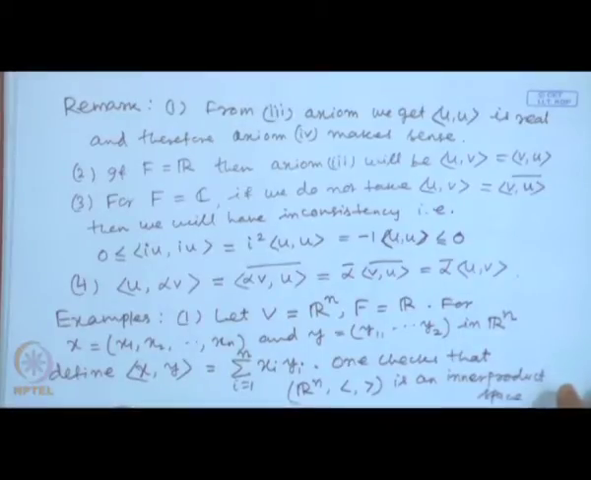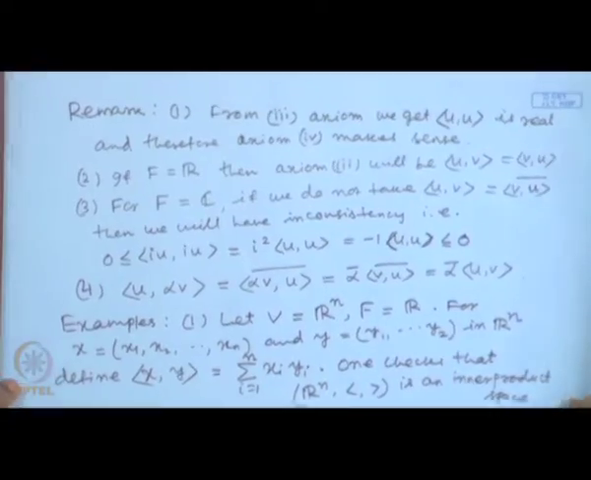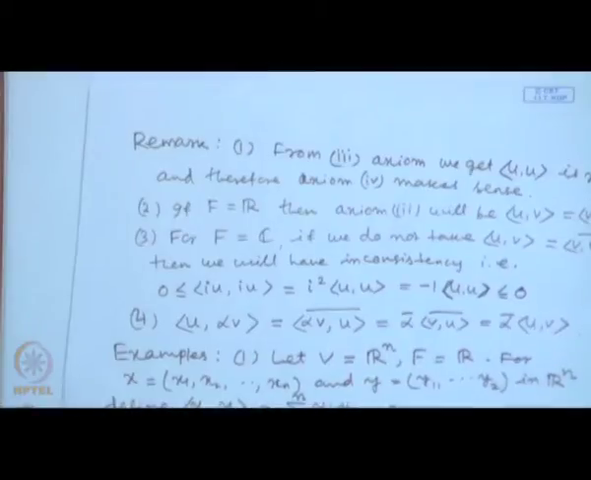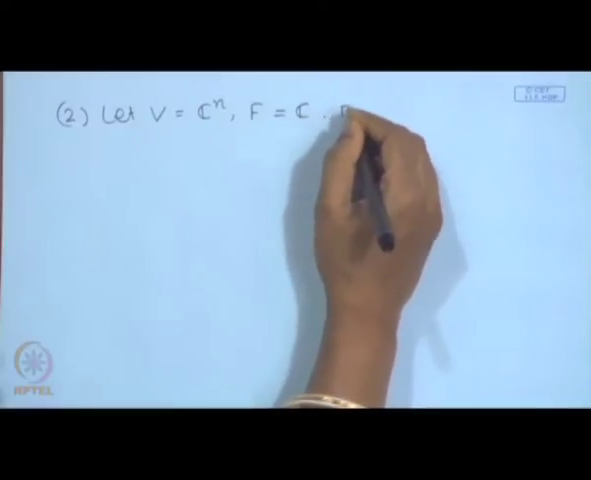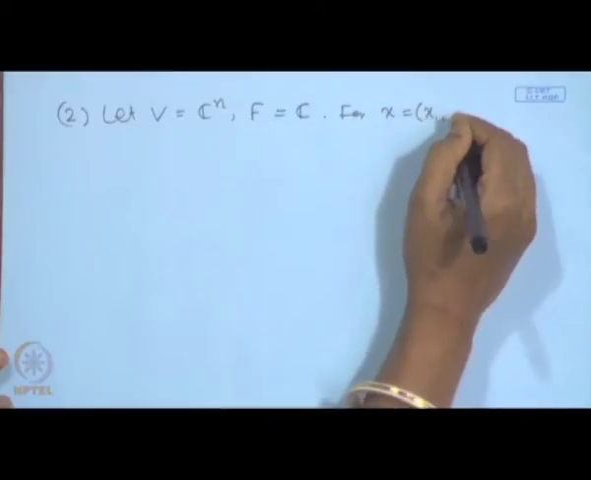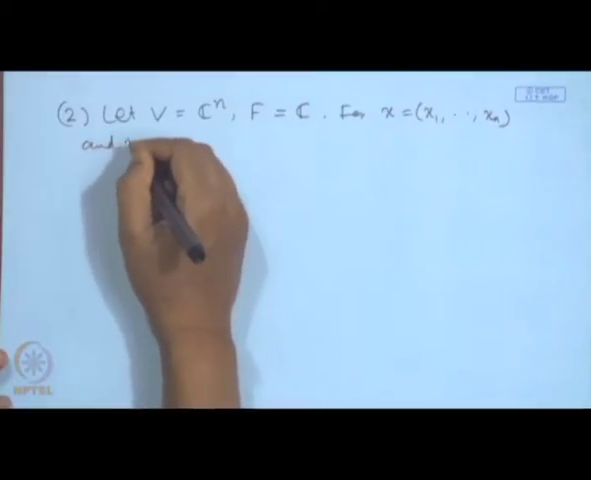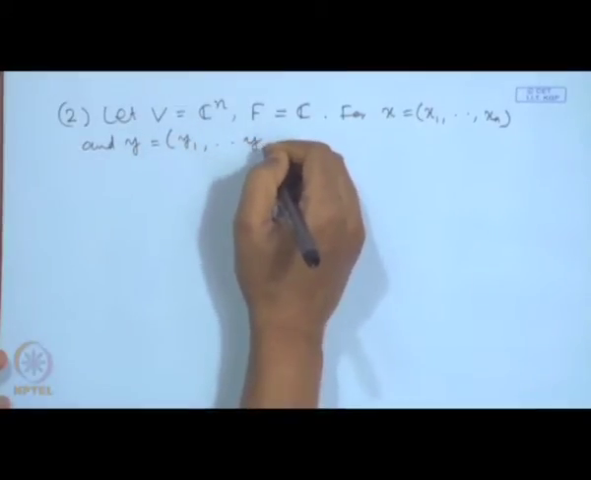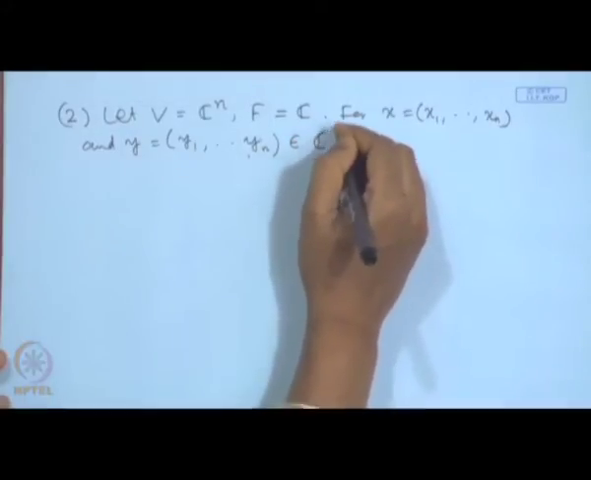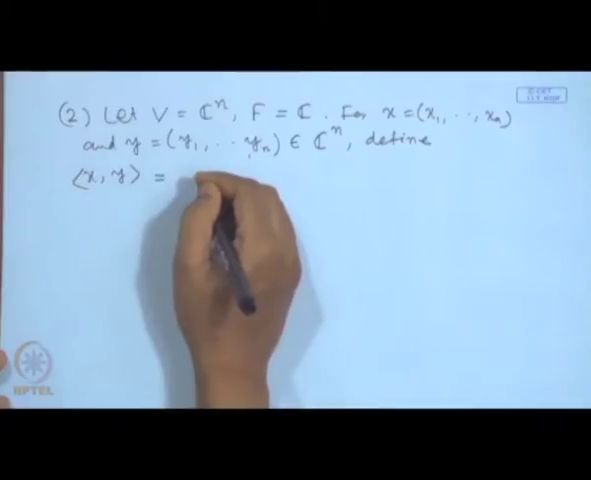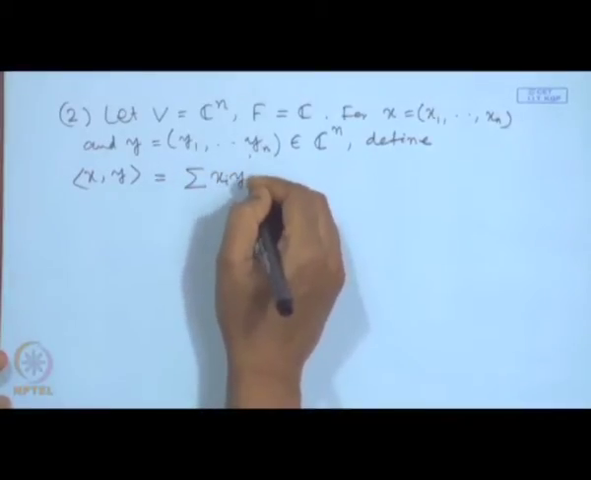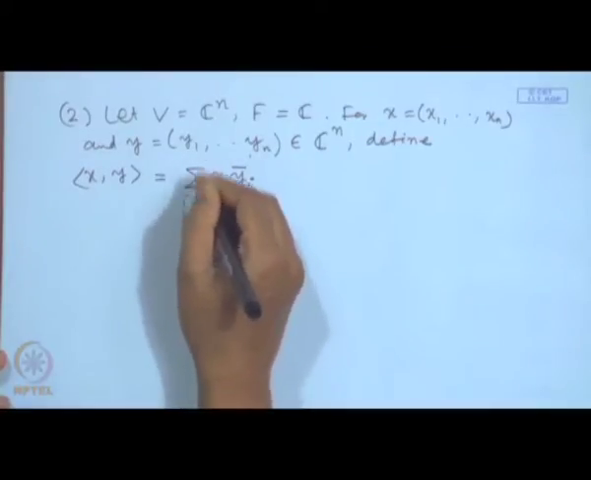So, similarly, we will have an inner product on the vector space C to the power n. The second example: let V be C n, and F the field C. For a vector x with components x1, x2 to xn and y with components y1, y2 to yn in Cn, define this mapping as summation xi yi bar, this is the complex conjugate again, i from 1 to n.